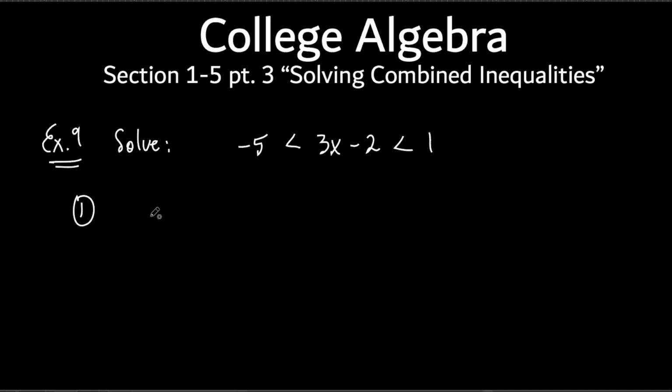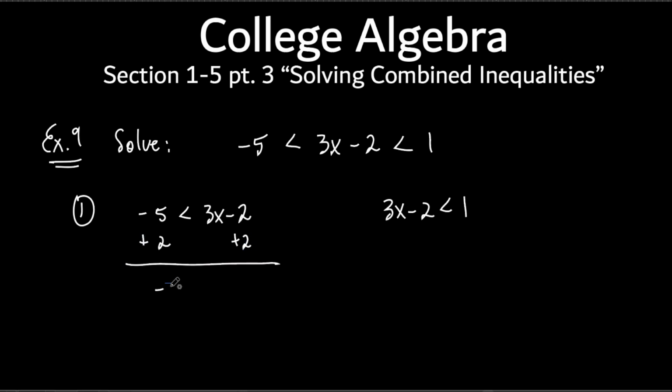Let's do this part first. So I'm going to write -5 is less than 3x minus 2. I'm just going to stop right there, and eventually we're going to solve this. Let's do the second part of it. So let's write 3x minus 2 is less than 1. I'm going to solve 2 of these problems separately and then put them together. So let's go ahead and do this. Let's get x by itself. So I'm going to add 2 to both sides.